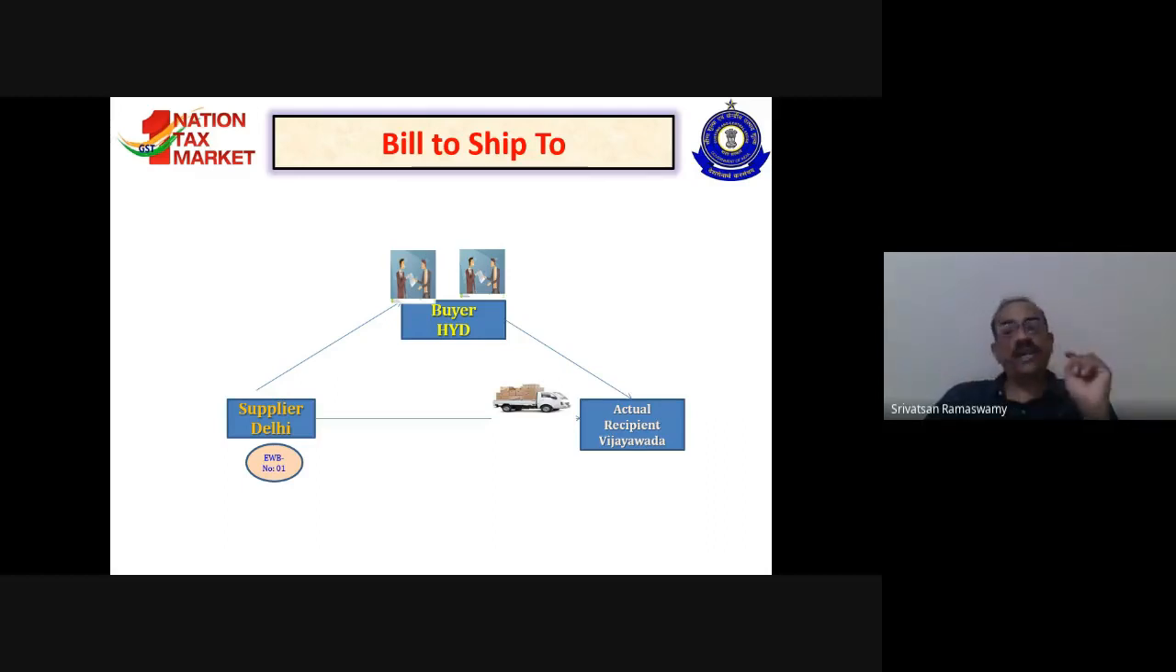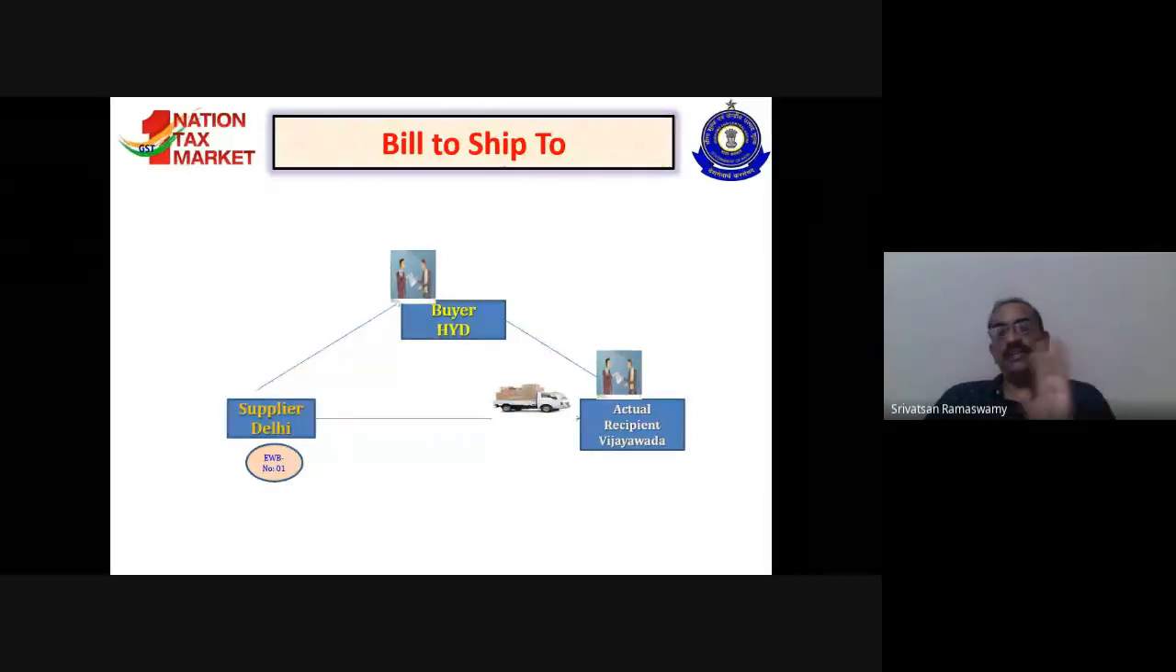And then I will separately issue an invoice from Hyderabad to the person in Vijayawada based on the purchase order that he has placed with me. Hyderabad and Vijayawada again are in two different states, Telangana and Andhra Pradesh, and therefore this also will become an IGST. So in bill to ship to transactions, there will be two purchase orders. One will be from Vijayawada to Hyderabad, and then one will be from Hyderabad to Delhi. And again, there will be two invoices and two supplies.